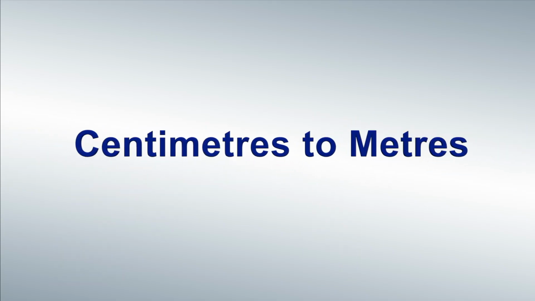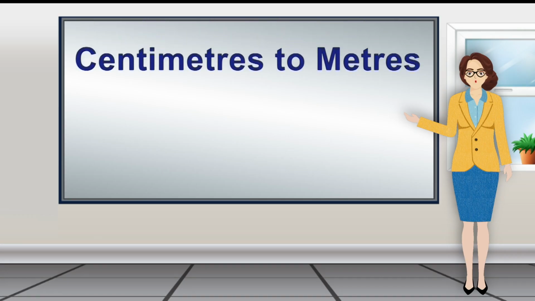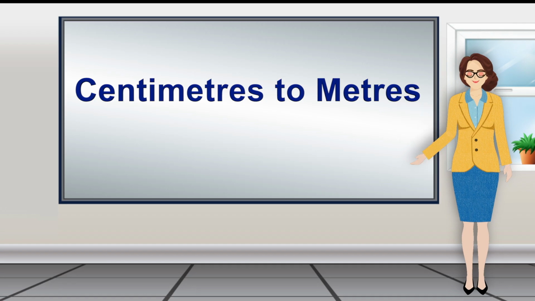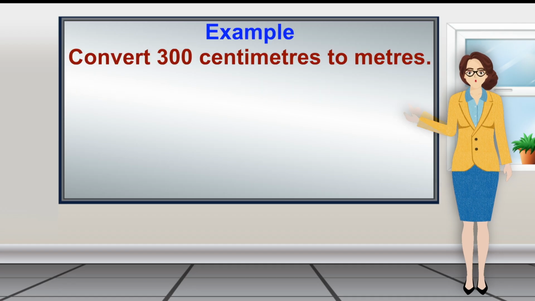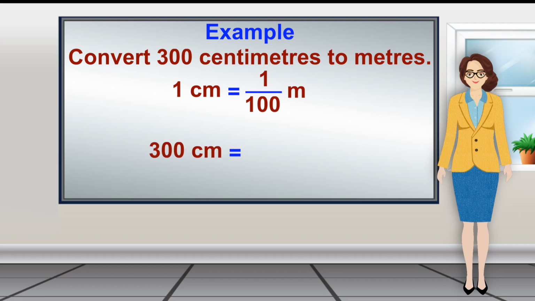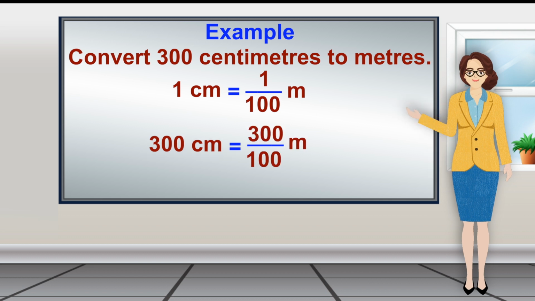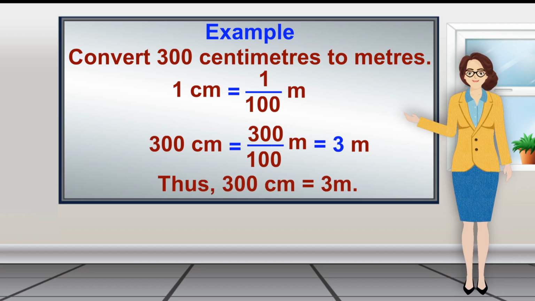Centimeters to meters. Let's convert centimeters to meters. Example: convert 300 centimeters to meters. As we know, 1 centimeter is equal to 1 by 100 meters. So, 300 centimeters is equal to 300 divided by 100 meters, equal to 3 meters. Thus, 300 centimeters is equal to 3 meters.